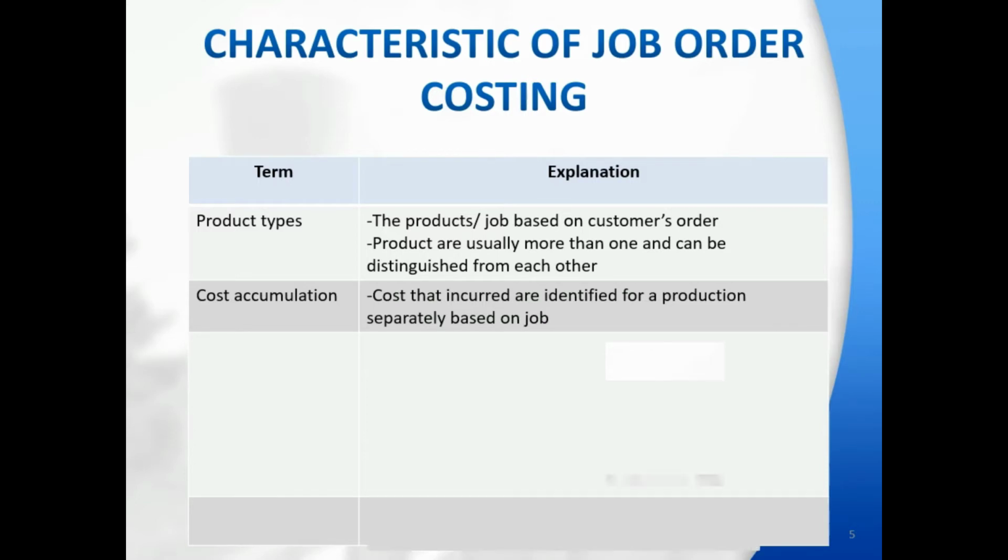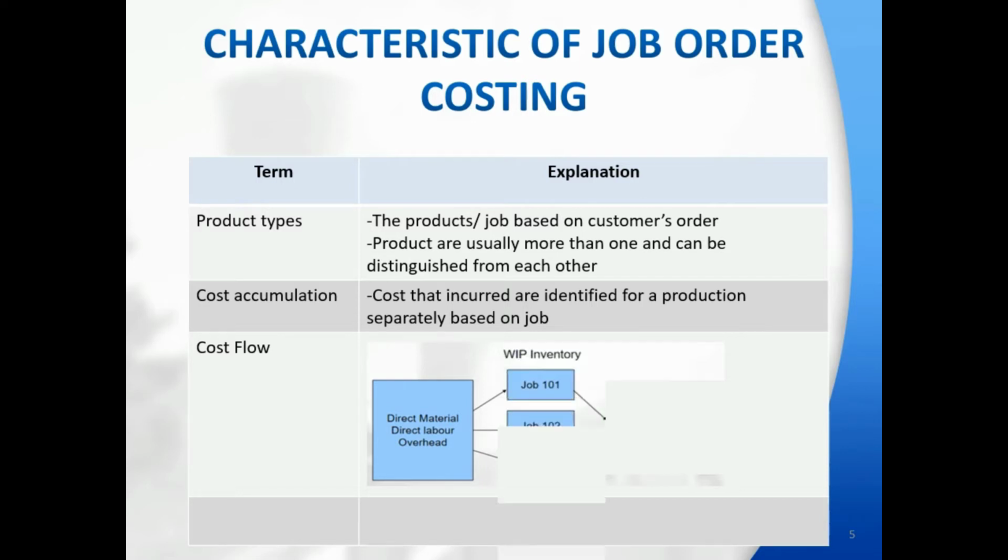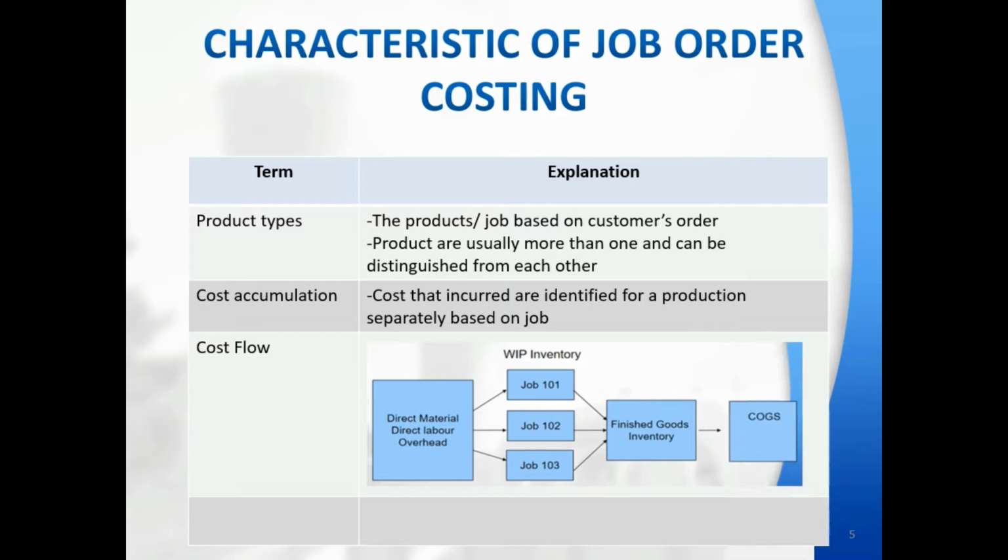Cost accumulation: costs that are incurred are identified for production separately based on job. Cost flow: direct material, direct labor and overhead assigned to each job are called work in process. When the job is completed, it will be posted to the finished goods account. If the goods are sold, it will be posted to cost of goods sold. Documentation: material requisition form, time ticket, and job cost sheet.